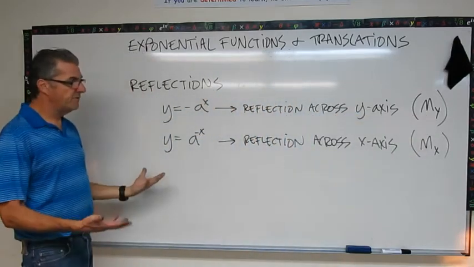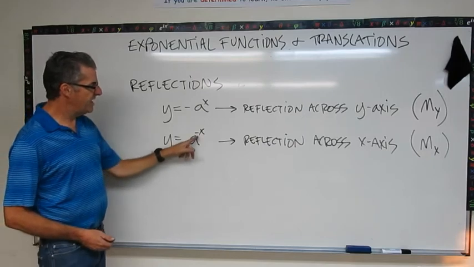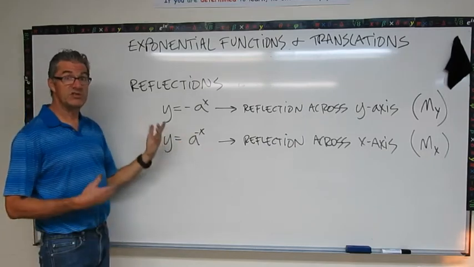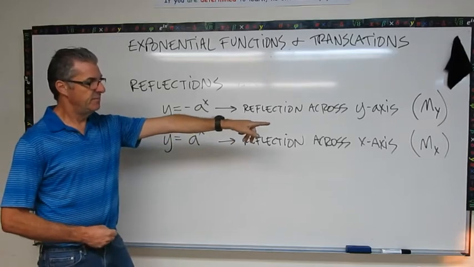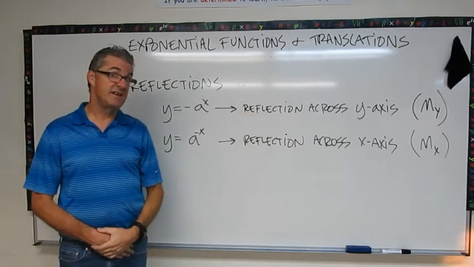Okay, if you want to reflect it across the x-axis, you put the negative in front of the exponent, or change the sign of the exponent. So this is a reflection across the x-axis, m sub x. Let's do that in Desmos.